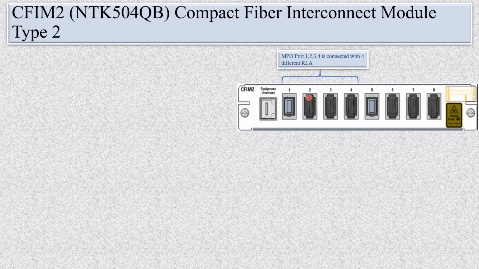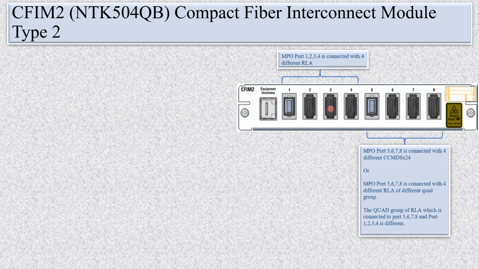So CFIM2 type 2, you can see this is the CFIM2 physical inventory. You can see MPO port 1, 2, 3, 4 is connected with 4 different RLS. So these 4 MPO ports 1, 2, 3, 4 are used to connect 4 different RLS. And 5, 6, 7, 8, these 4 ports we can use in two different ways. Either they are used to connect another 4 different RLA of a different quad group, you can see MPO ports 5, 6, 7, 8 connected with 4 different RLA of a different quad group, or we can use 5, 6, 7, 8 with 4 different CCMDs at Cross 24 to drop some lambdas.